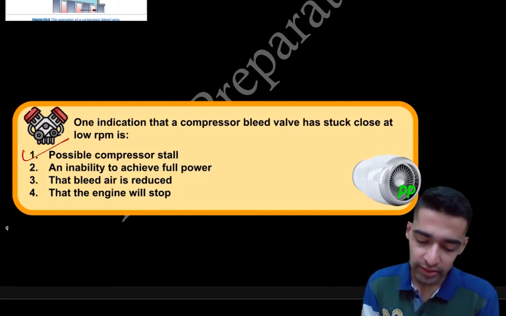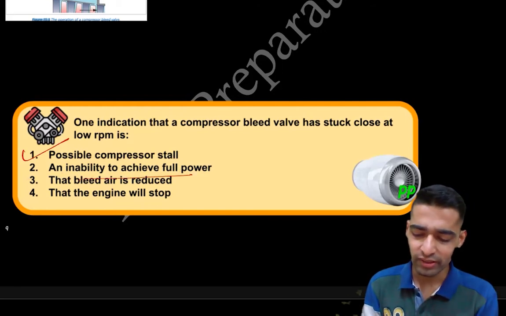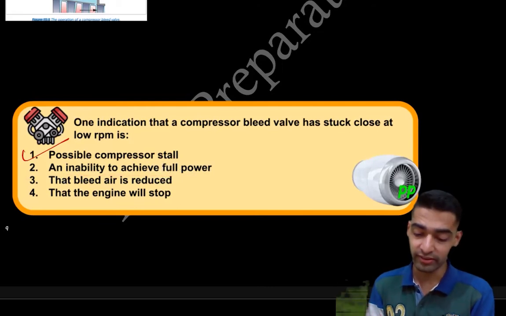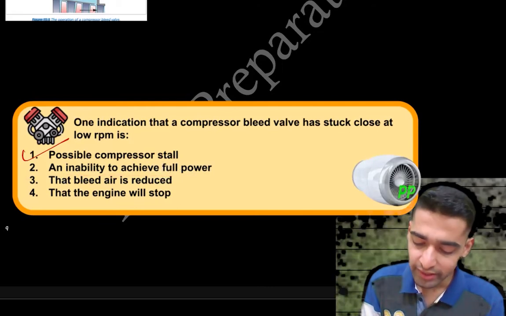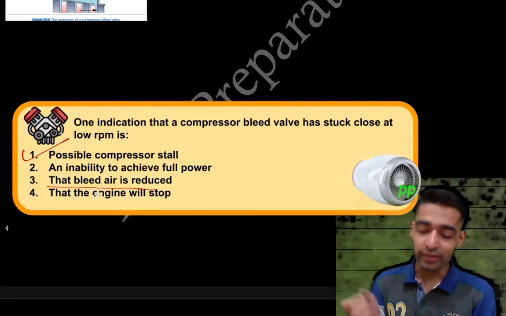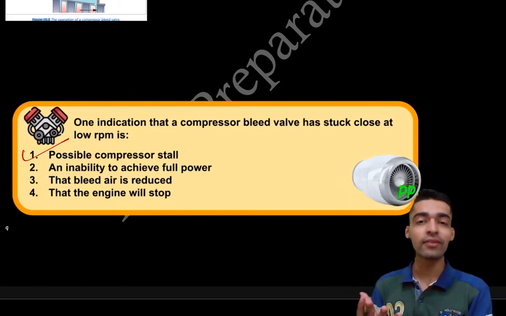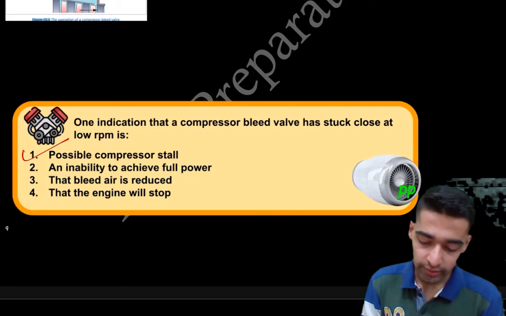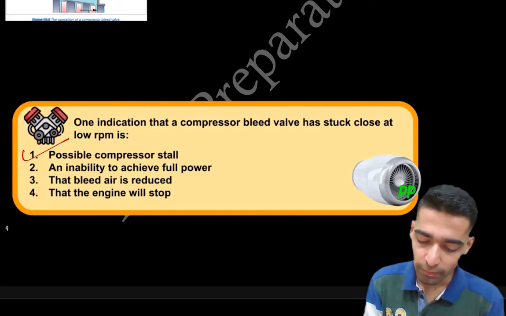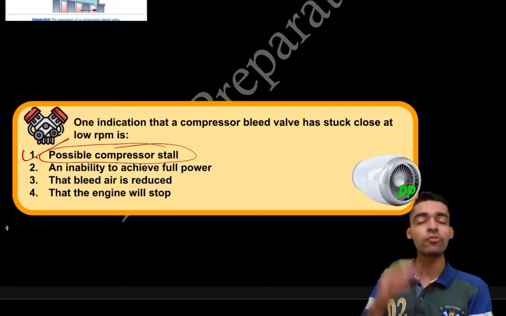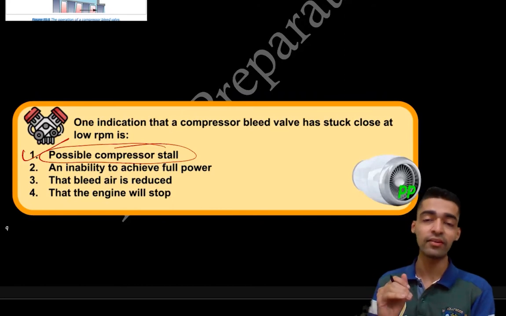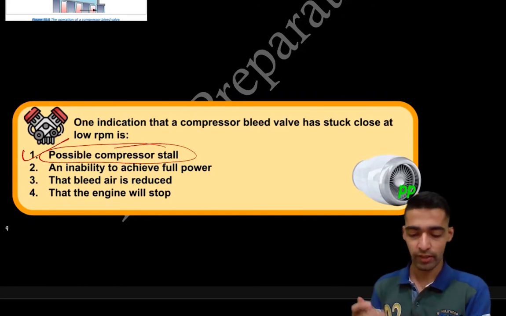Okay. If we see the other options, inability to achieve full power, yes, of course, it is not achieving full power. But we are not talking about that. That is not the reason. Then bleed air is reduced, but why it is reduced, we want to know that. That is because the possible compressor stall is there. There is a chance of compressor stall.